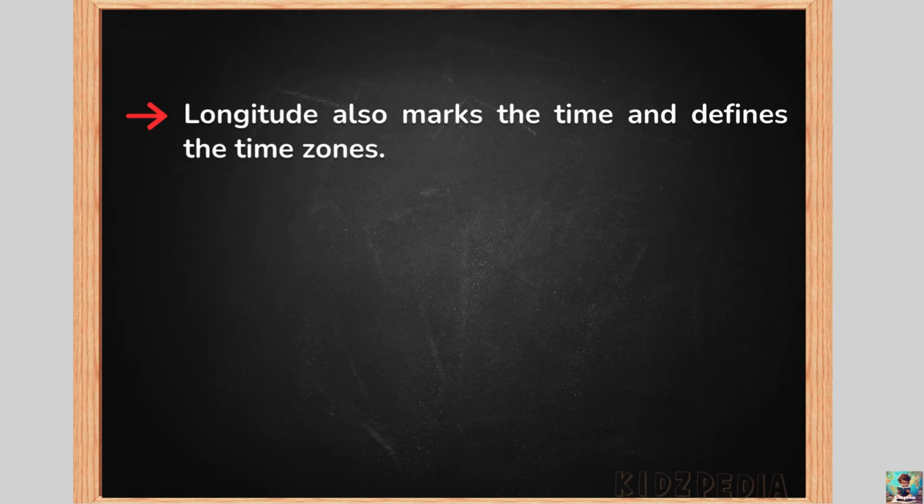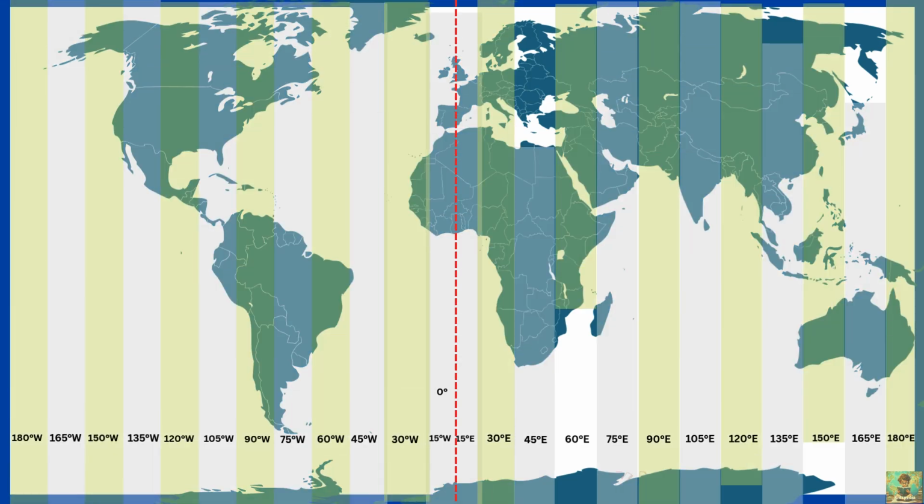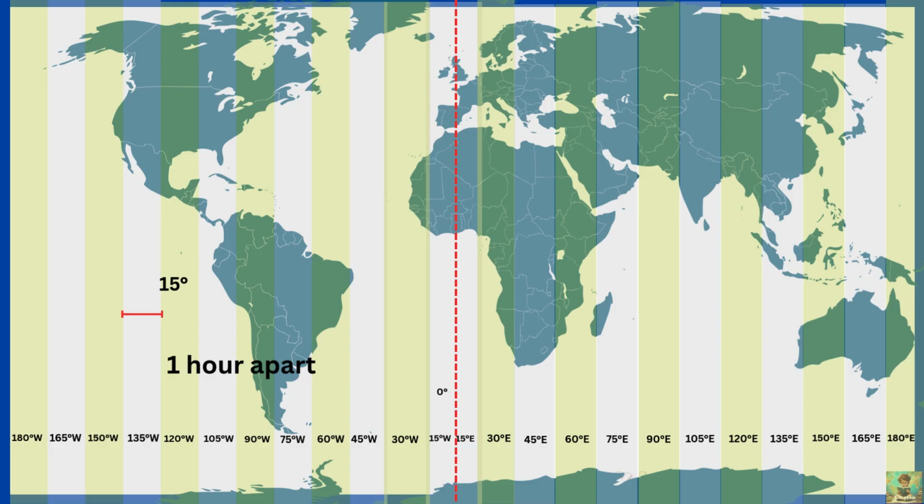Longitude also marks the time and defines the time zones. The Earth is divided into different time zones, each about 15 degrees of longitude wide. Each time zone is 1 hour apart. So, when you move 15 degrees east, the time is 1 hour ahead. When you move 15 degrees west, the time is 1 hour behind. Longitude helps us keep the time organized across the world and know what time it is in different places.